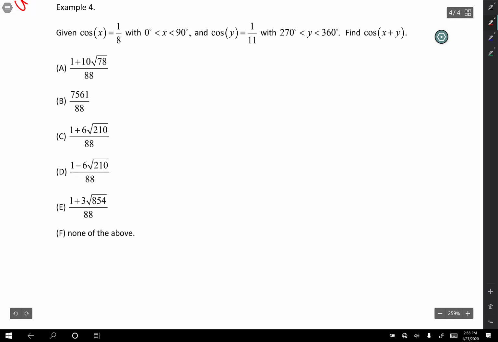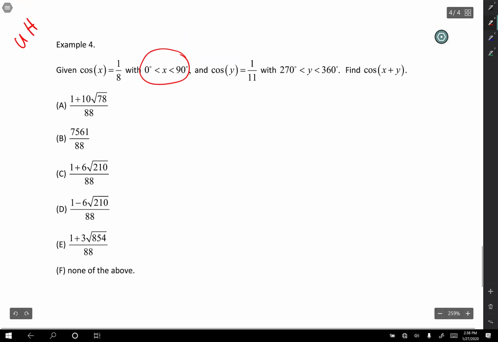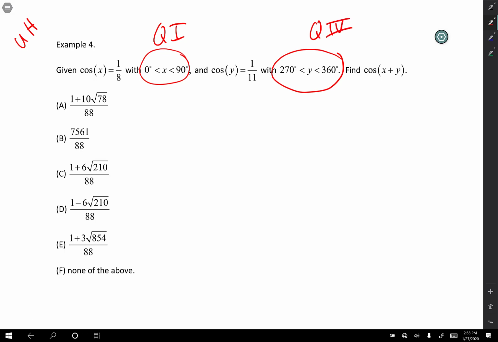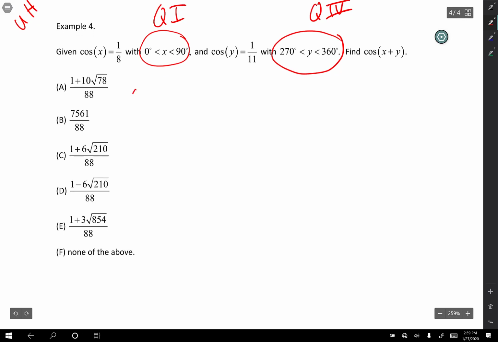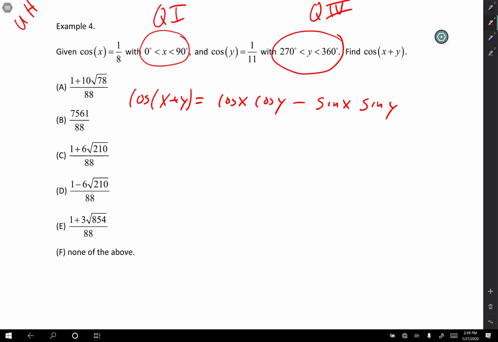Given cosine x is 1/8, and x is between 0 and 90 degrees. So this means that x is in quadrant 1. And cosine y is 1/11, and y is between 270 and 360. So that means quadrant 4. Find cosine of x plus y. Okay, they don't have a formula chart, but we don't have a formula chart either. We don't need it. Cosine of x plus y is cosine x cosine y plus or minus? Minus sine x sine y.